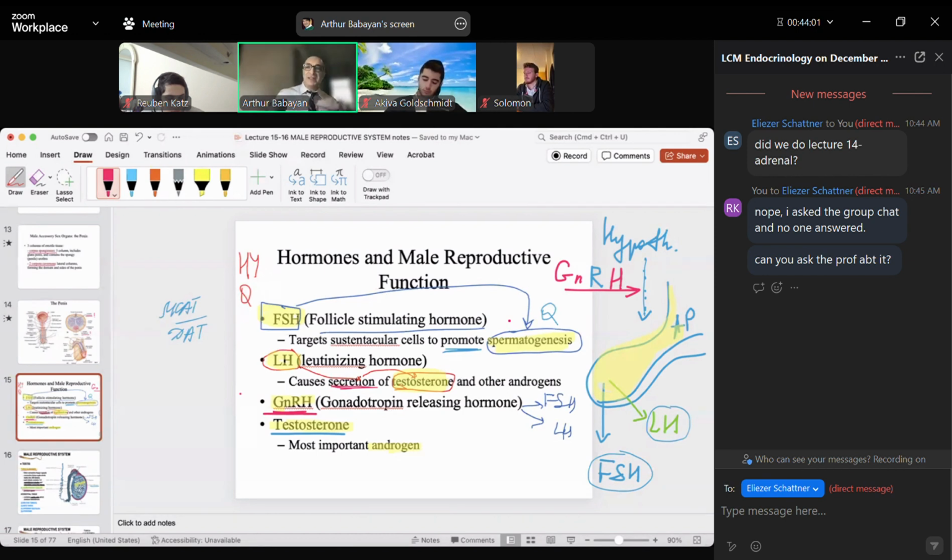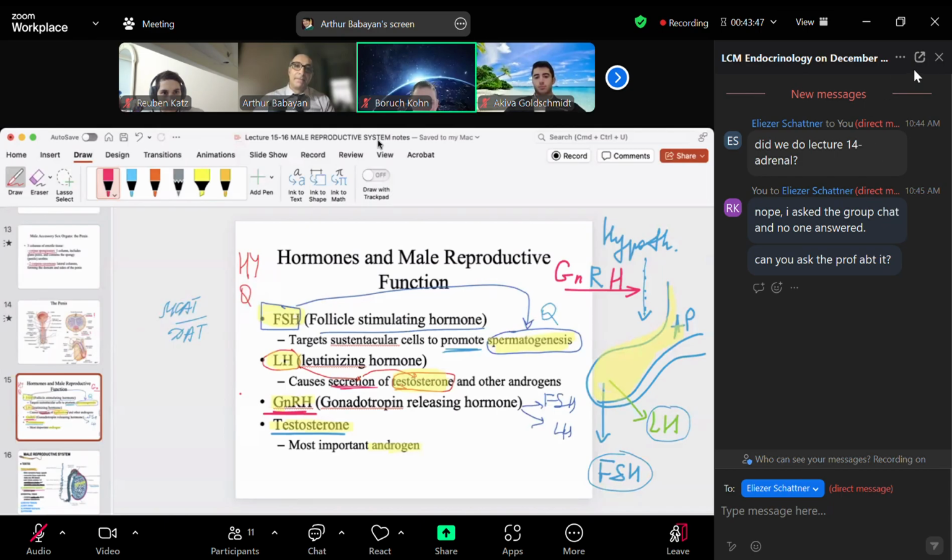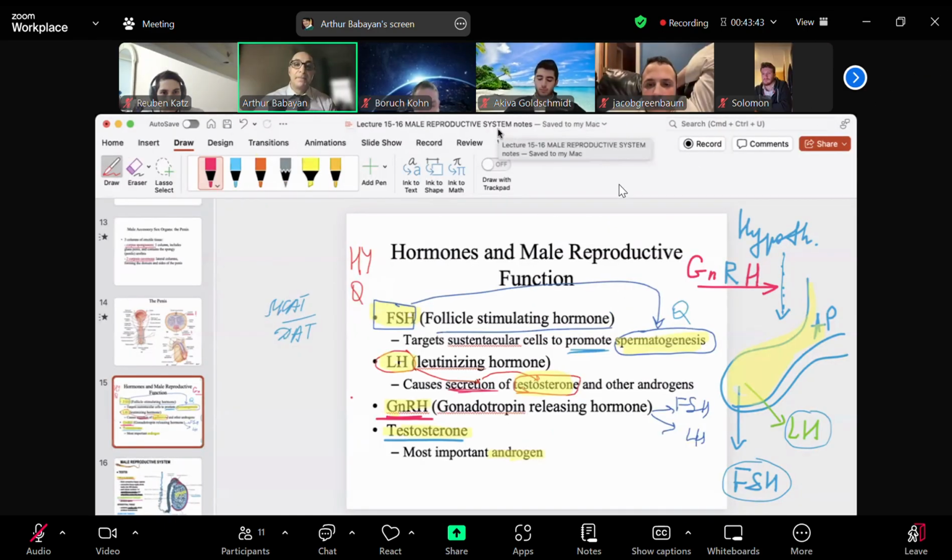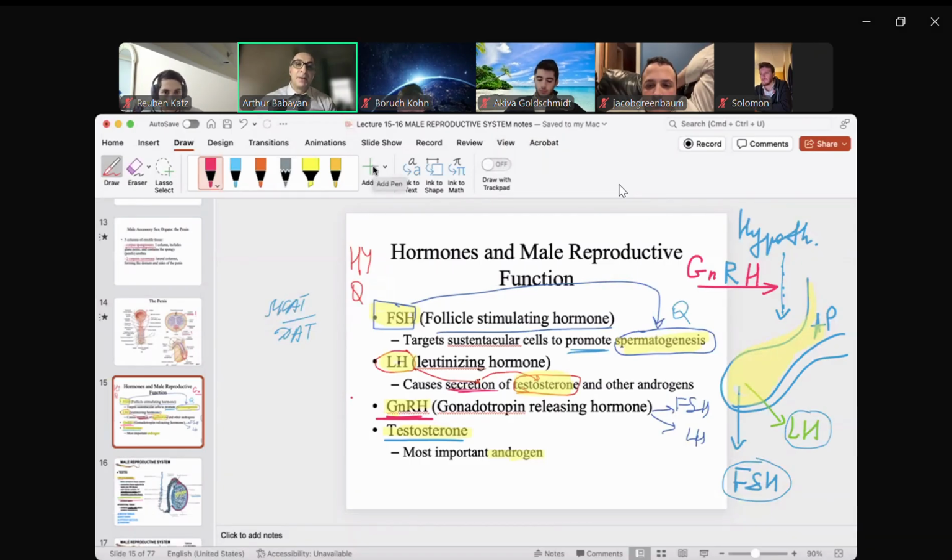Which part of the testes? Which part of the testes, guys? You have to know that. Which part of the testes? Leydig cells. No, seminiferous tubules. Seminiferous tubules.